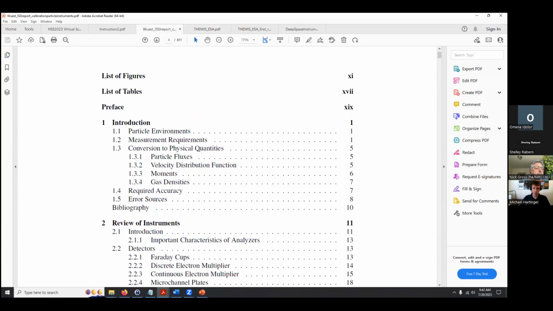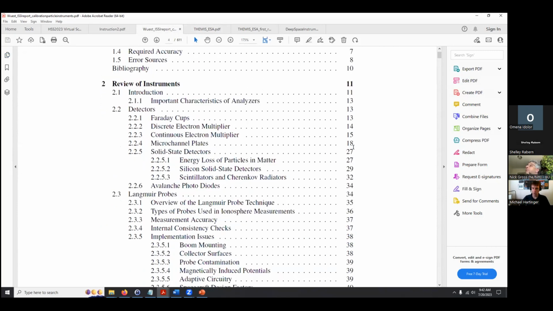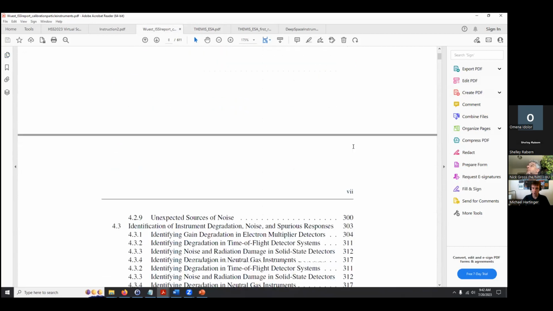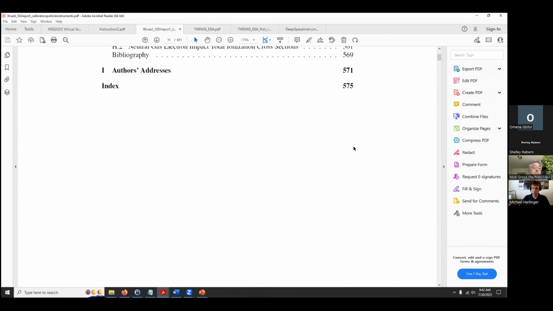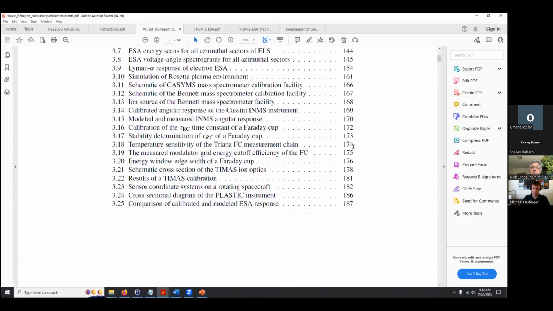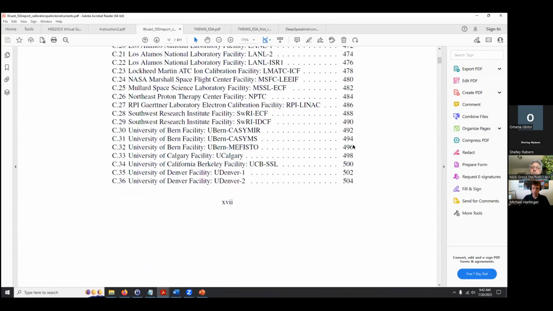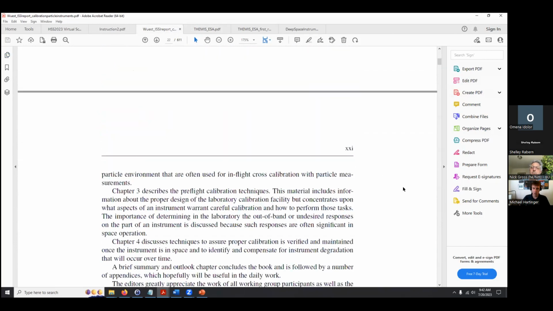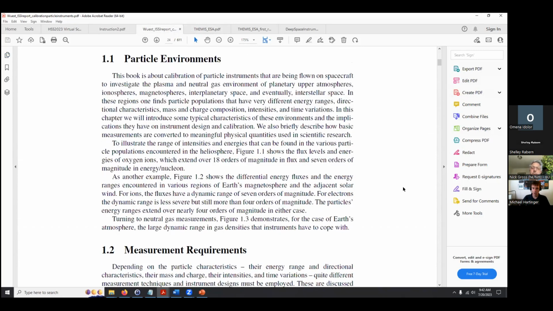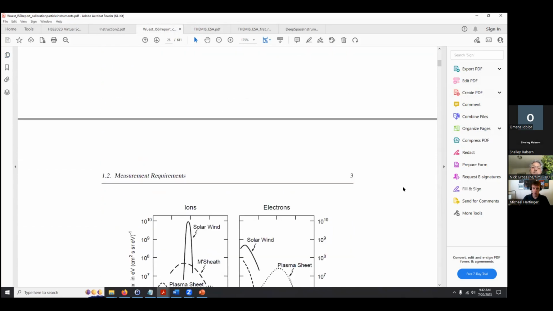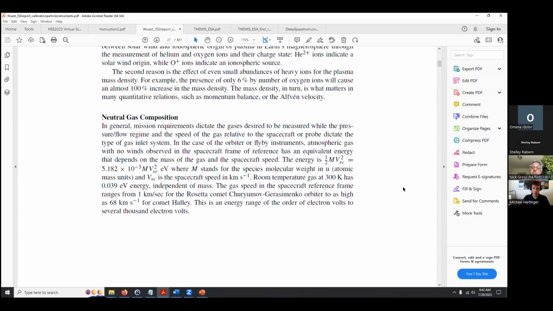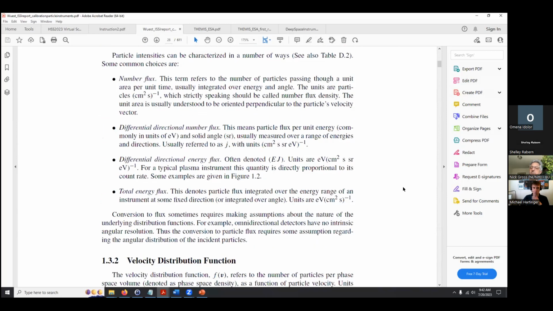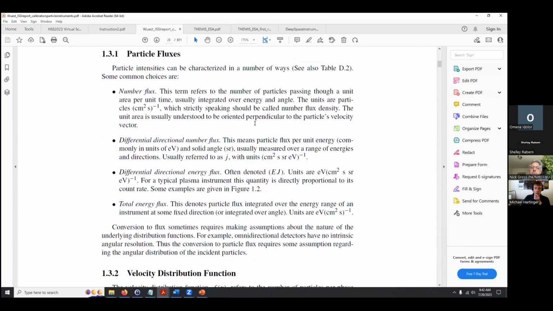Oh, this is good. Conversion to physical quantities. So let's see if this has a good intro, because I know this report is definitely publicly available. Anyone can download it. Let's go to the right section here, page 5-2. Here we go. Particle fluxes. Yeah, this is a good reference, I think.